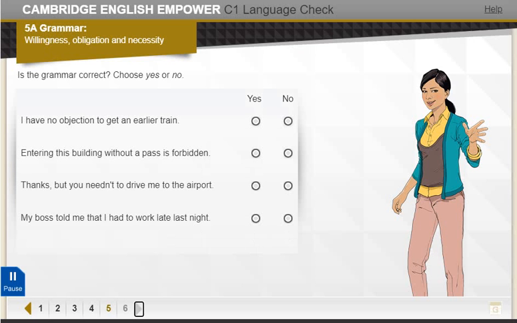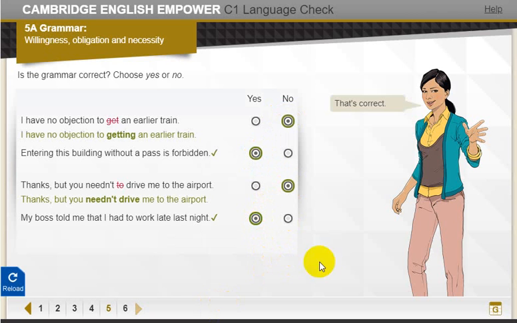Is the grammar correct? Choose yes or no. That's correct. We say, I have no objection to getting an earlier train, and thanks, but you needn't drive me to the airport.